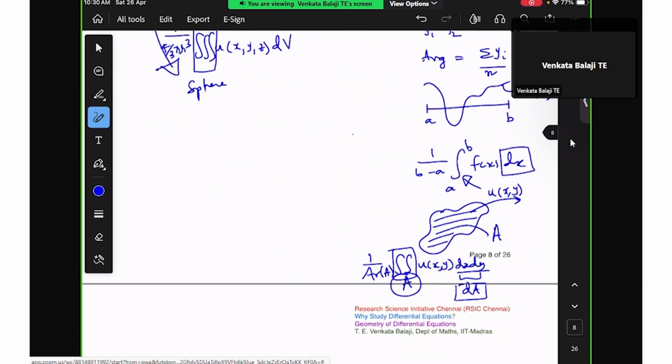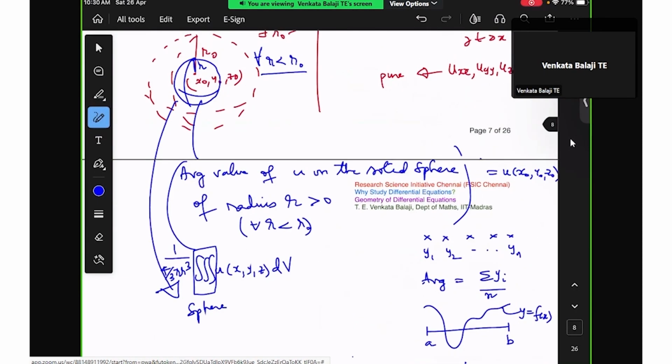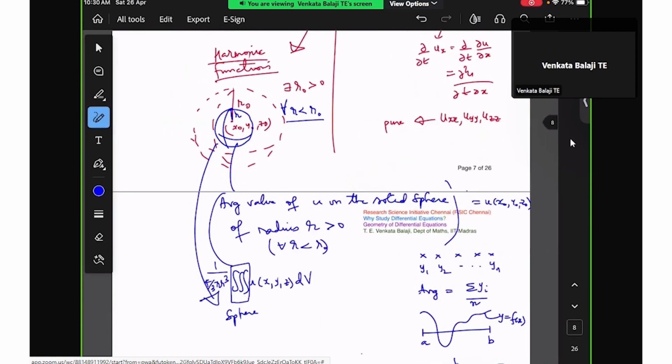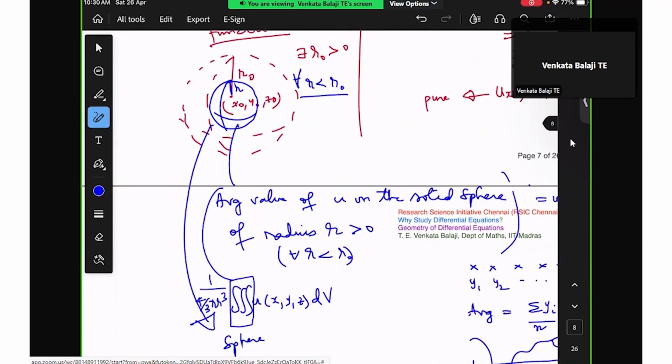Okay, so now you see. Let me get back. There is this amazing thing that's happening. If you take a function which satisfies Laplace's equation, it has this property, which is given a name. It's called the mean value property. That is, you take a point in the region, then you can surround this point by a sphere, so that for all smaller spheres, if you take the average value of the function, that is the value at the center.